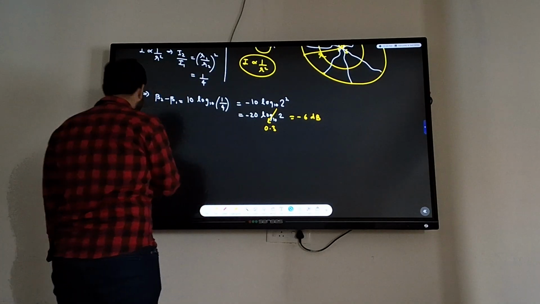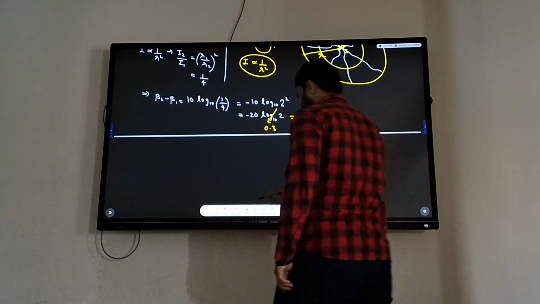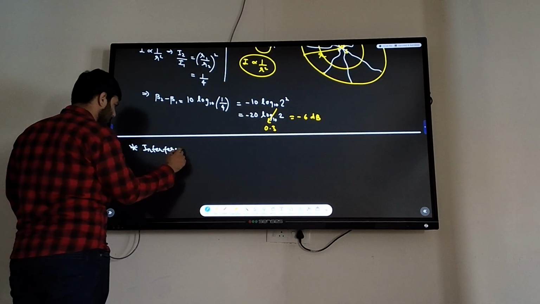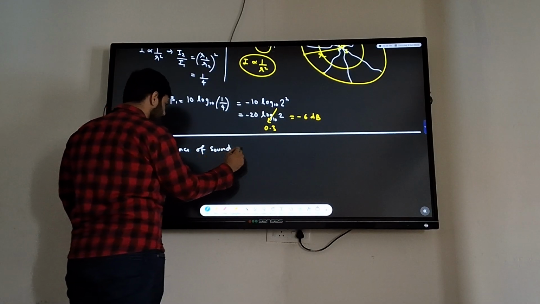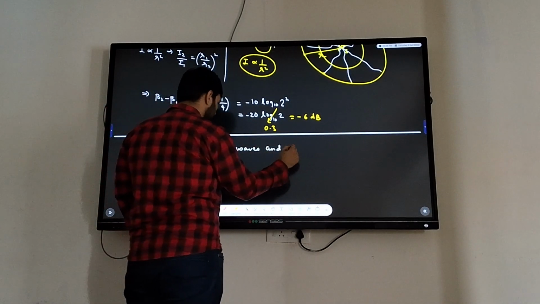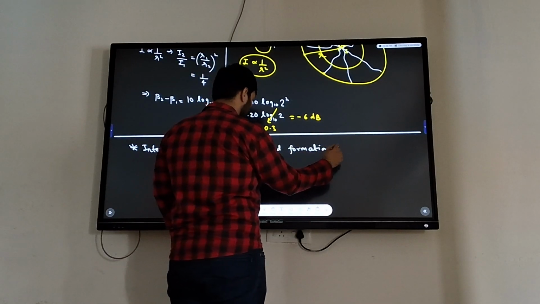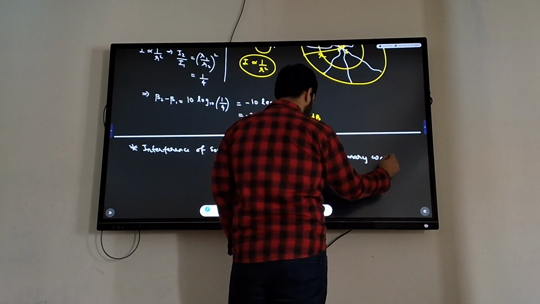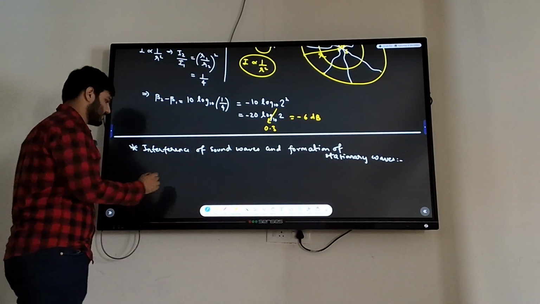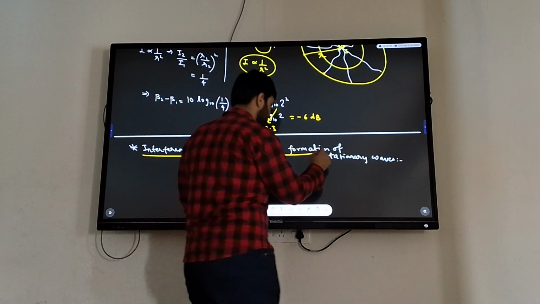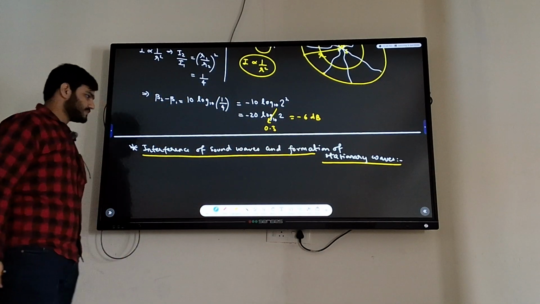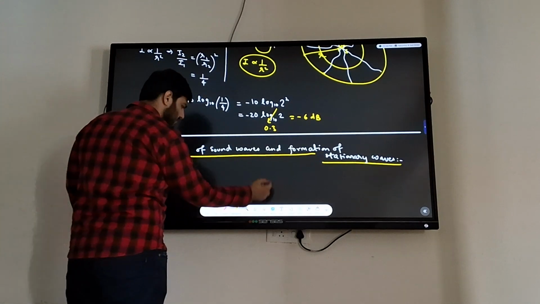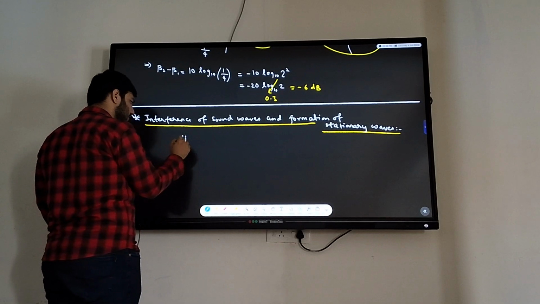Interference of sound waves and formation of stationary waves. Take the topic. Yes? Earlier we used to take two waves of the form like this, ना? ऐसा एक लेते थे y1 is equal to a.